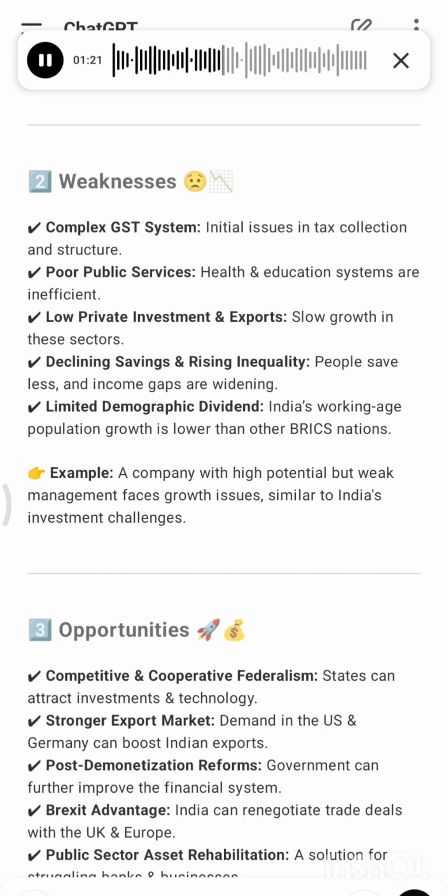Limited demographic dividend. India's working age population growth is lower than other BRICS nations. Example: a company with high potential but weak management faces growth issues similar to India's investment challenges.